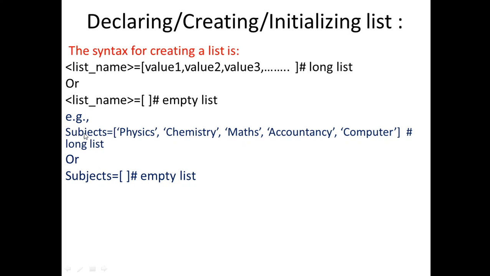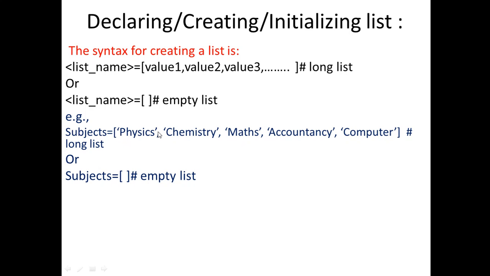For example, subjects is the name of the list, as per the format. When you see it, the very first thing written is the variable name, or you can say the list name, equal to, under the square brackets, the values are given, like physics, chemistry, maths, accountancy, computer. This is an example of a long list. It is a sequence identified by the square brackets.